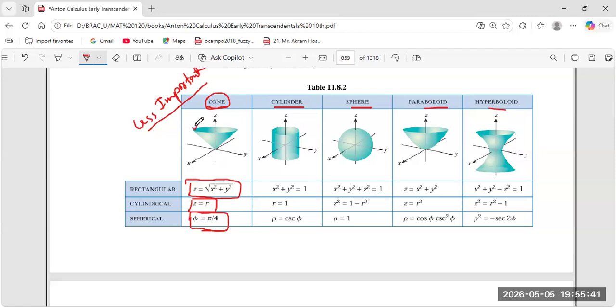The same cone, if you express this in rectangular coordinate system, the equation is z is equal to square root of x square plus y square. But in cylindrical coordinate system, since x square plus y square is equal to r square, square root of x square plus y square is simply r. So z is equal to r is the equation in cylindrical coordinate system of this cone. And spherical coordinate system just needs the angle of this curve with the positive z axis. Since the angle is always pi divided by 4, this curve is basically phi is equal to pi by 4 in spherical coordinate system.